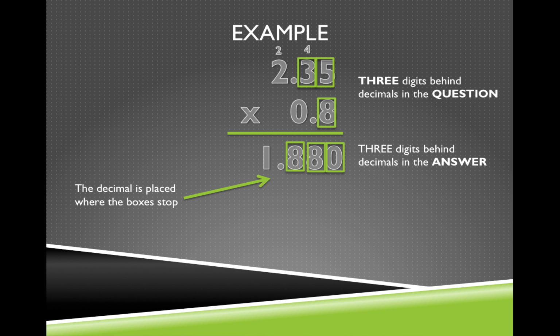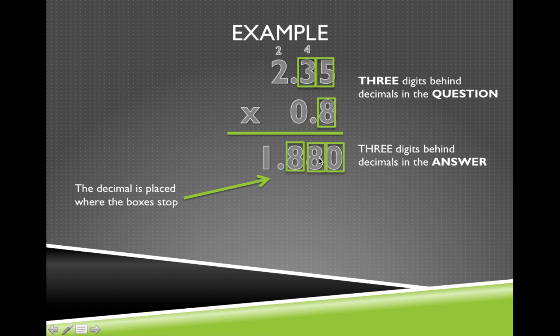But then we see that we have a 3 and a 5 behind the decimal in the first number, and an 8 behind the decimal in the second number. Sometimes you won't have any digits behind the decimal in one of the numbers, but that's okay. So as you see here, we have 3 boxes, so 3 digits behind the decimals in the question. That means we're going to have 3 digits behind the decimal in the answer.